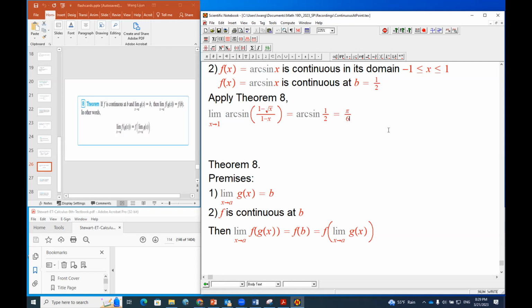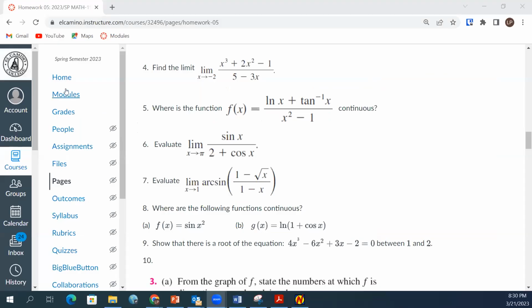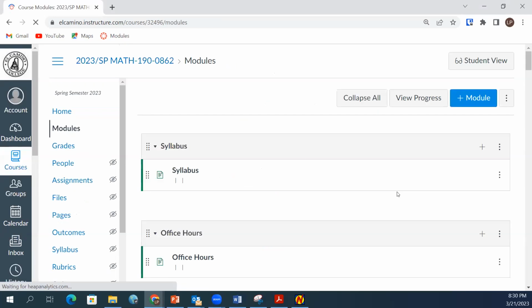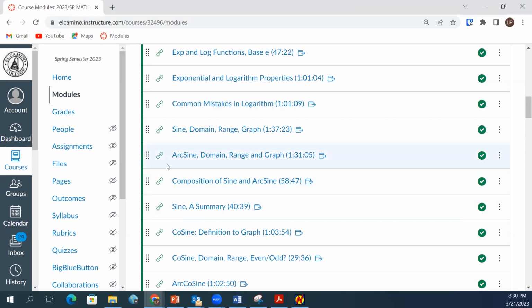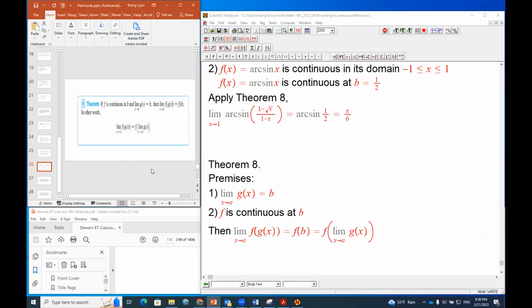If you need to review that trigonometry of arcsine, let me show you where to find it. It's in the first week: arcsine, domain, range, and graph. It's right here. All right, so let's come back here.